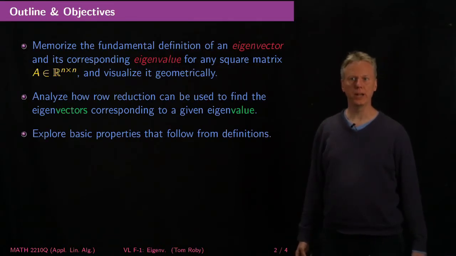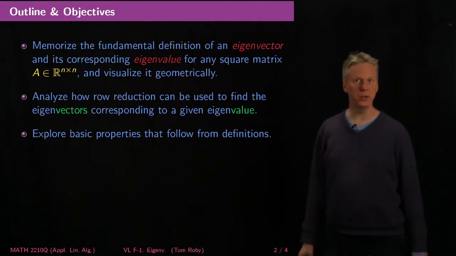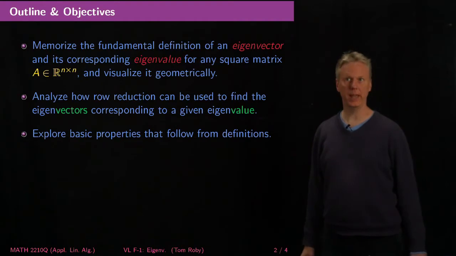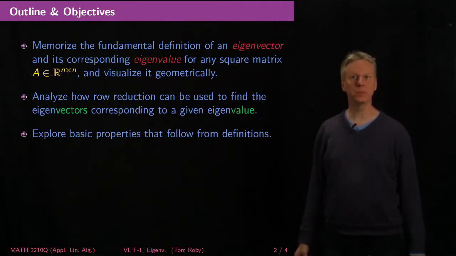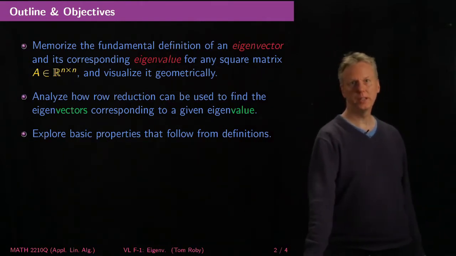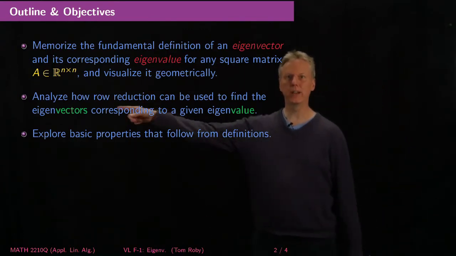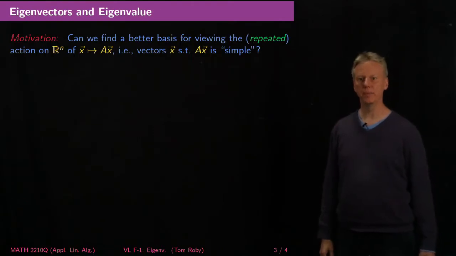Here are the outline and objectives for this one. We're going to memorize the fundamental definition of an eigenvector and its corresponding eigenvalue for any square matrix A in R to the n cross n, and we'll visualize it geometrically. Then we'll analyze how row reduction can be used to find the eigenvectors corresponding to a given eigenvalue, and we'll explore basic properties that follow from definitions. So the first thing to point out here is that we have eigenvectors and eigenvalues, and you want to keep them straight even though they look the same.